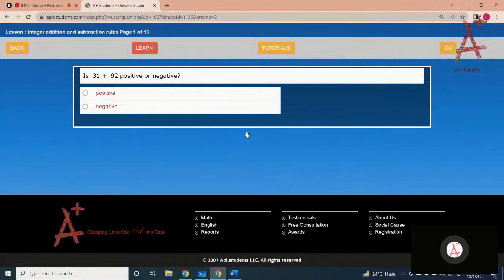Okay, is negative 31 and negative 2 positive or negative? So you are adding two numbers that have the same signs. That means the answer must have the same one. The answer must have a negative sign. Got it?